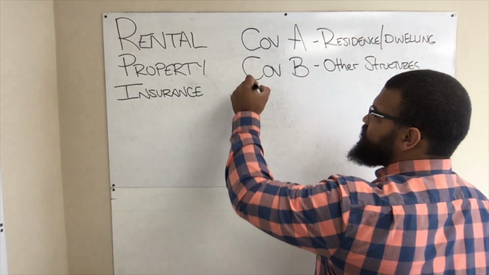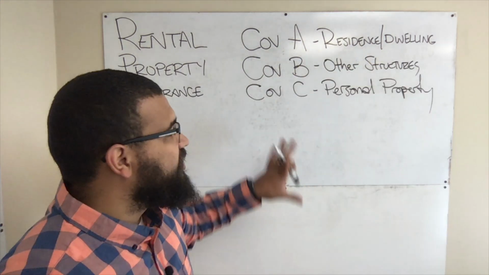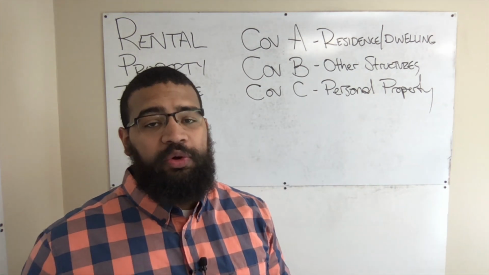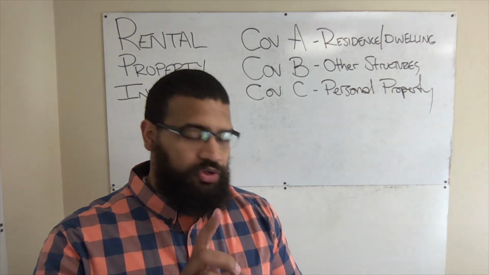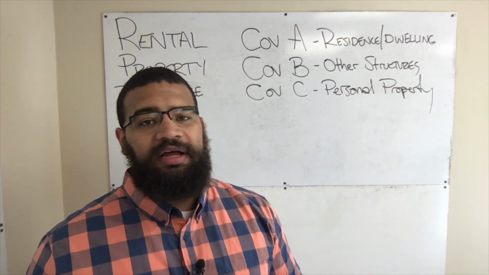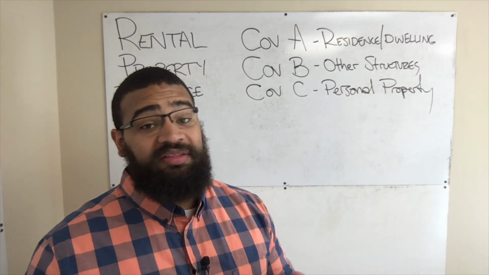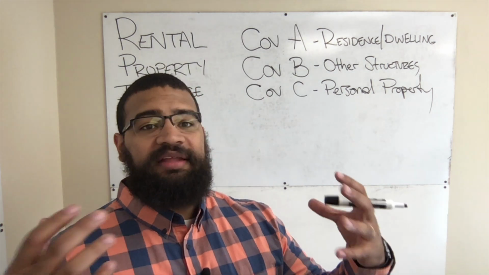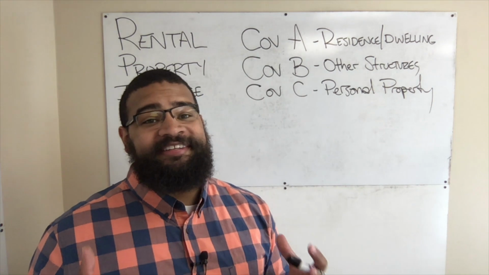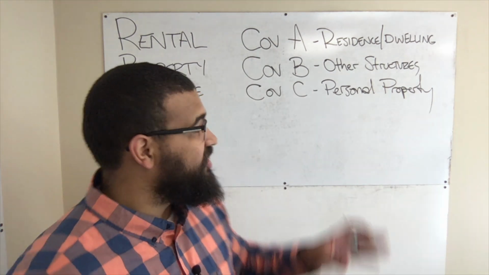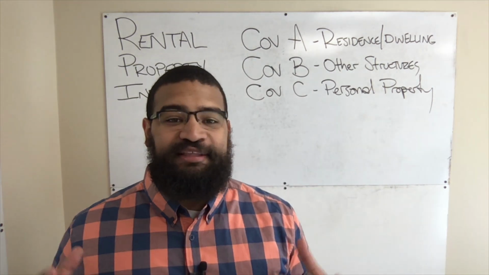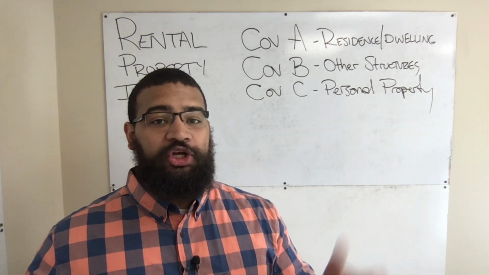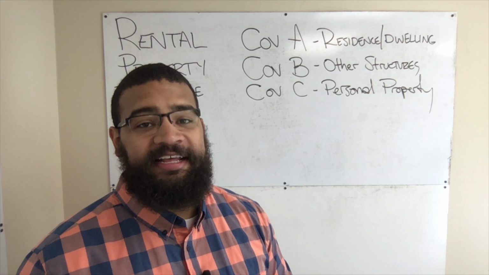Coverage C is personal property. Now that is anything that you own. If it's inside of your house, this can be your computers, your furniture, your appliances, anything that you own that is the actual contents. I absolutely hate thinking about this, but a few ways that I've heard people describe this is coverage C is anything that would fall out if you picked your house, turned it upside down, and shook it. Ugh, I hate that.